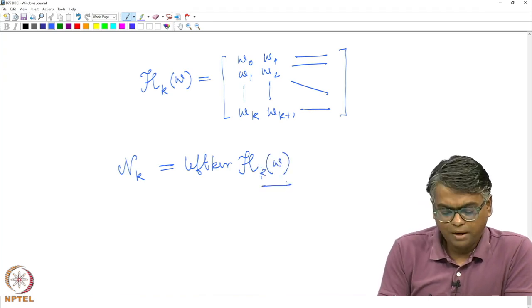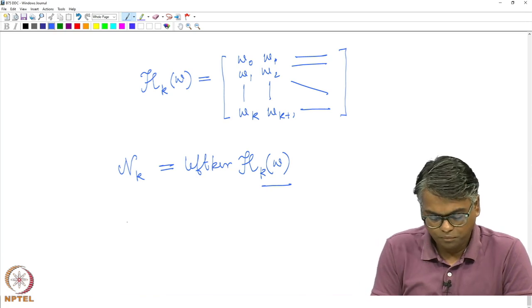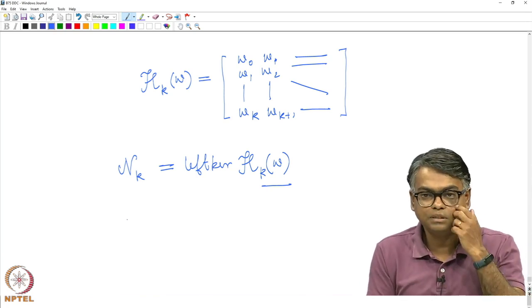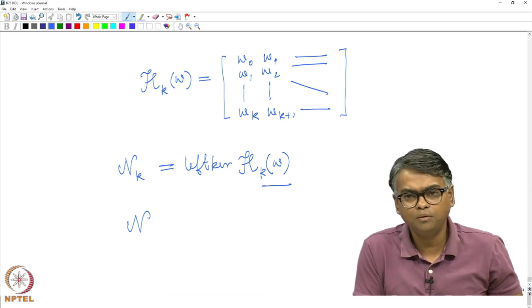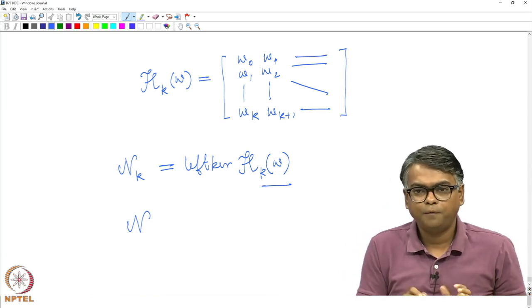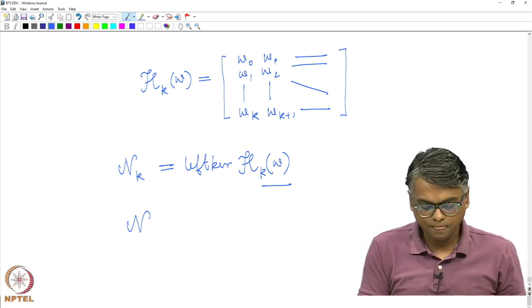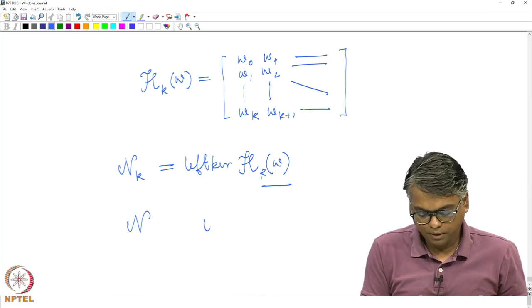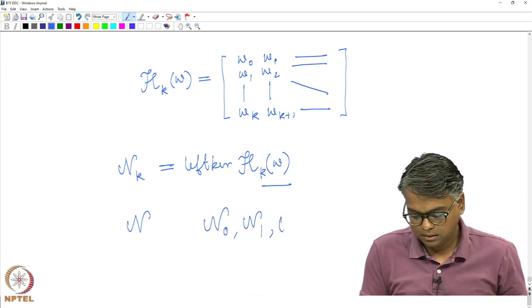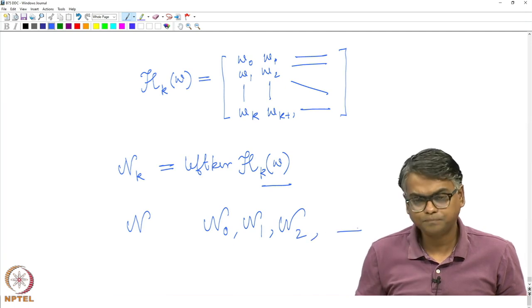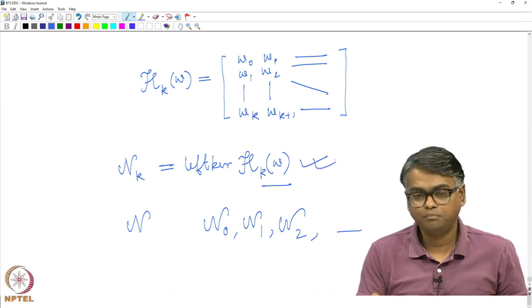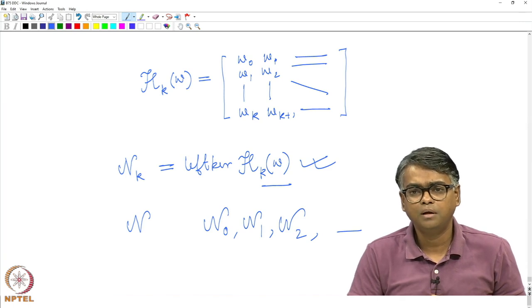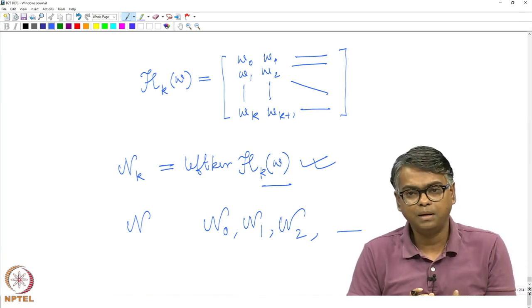So, identification of a system tantamounts to finding out this annihilating module, which we are trying to find out by parts, because I need to find out n0, n1, n2 and so on, and these guys I can find out by computing this left kernel of various Hankel matrices.